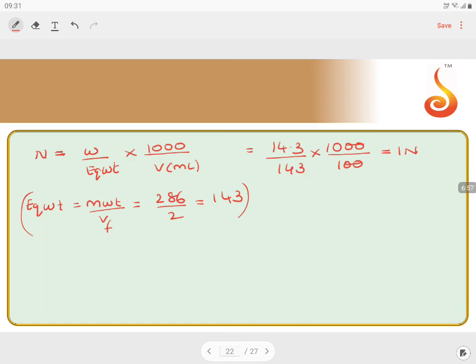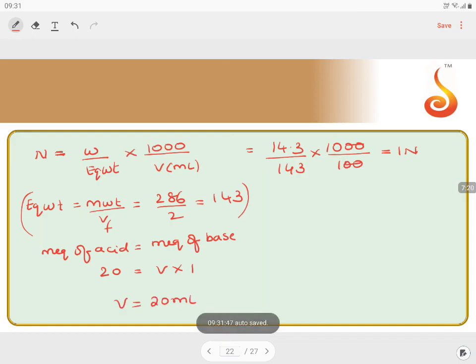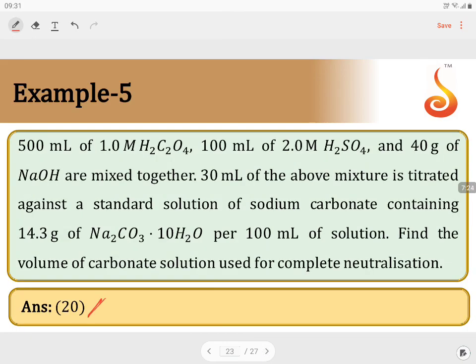Now for complete neutralization we know milli equivalents of acid is equal to milli equivalents of base. Milli equivalents of acid is 20, which is equal to volume into 1. So the volume will be equal to 20 ml. So the volume of carbonate that is utilized in the process is 20 ml.